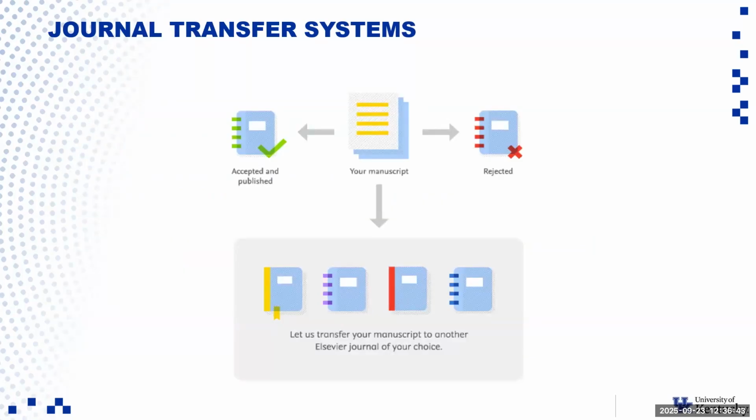One of the other things that you can look for is if it has a journal transfer system. If you submit your manuscript, it can be denied or rejected, but if the publisher uses a journal transfer system, it will automatically be submitted to other journals of your choice. This example is Elsevier. If it's rejected by one Elsevier journal, you can allow it to be submitted to several others. So that's one more efficient way to get your manuscript matched and published with a particular journal.